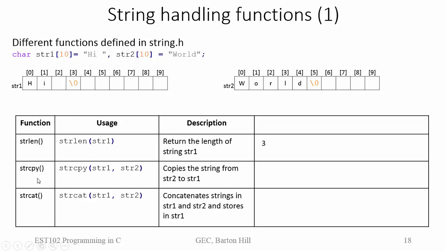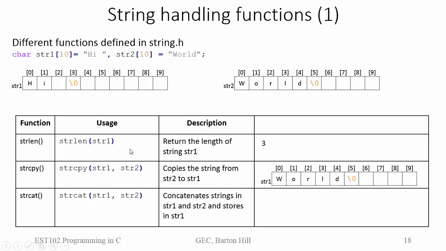Then the second function is strcpy. So this is its usage, strcpy of two parameters, str1 and str2. What this function does is that it will copy the content in str2 to str1. It simply scans str2 character by character and stores it in str1 until the null character is encountered. So after the strcpy function, str1 will change to this. Okay, so str1 will also have the value of str2.